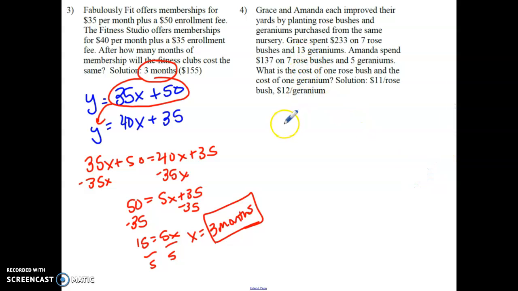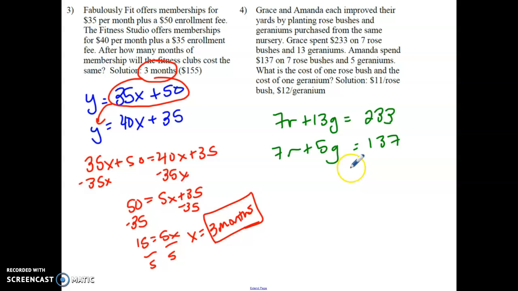Okay, and the last one we're going to do, Grace and Amanda each improved their yards by planting rose bushes and geraniums. Grace spent $233 on 7 rose bushes and 13 geraniums. Amanda spent $137 on 7 rose bushes and 5 geraniums. So they want to know how much one of each would cost. Notice that our rose bushes, they each bought 7. So all I need to do here is change my signs on one of my equations so that I have a positive and a negative. And then my r's cancel. I get 8g equals 233 plus negative 137, which is 96.